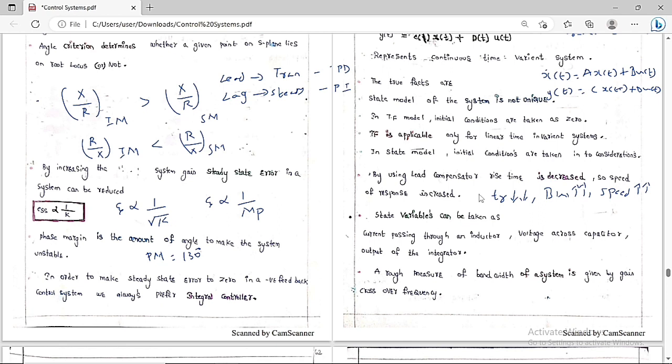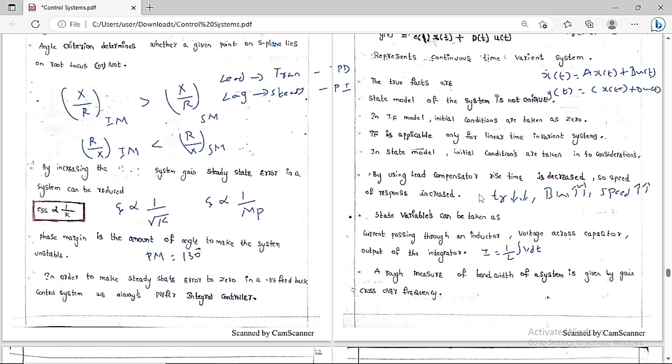The next point is, state variables can be taken as current passing through an inductor, voltage across the capacitor, as well as the output of the integrator. So these are considered as the state variables. Listen carefully. What is the expression of the current through an inductor? You know V is equal to L di/dt, and the value of I is equal to 1 by L integration of V dt. So this is the expression of the current in an inductor.